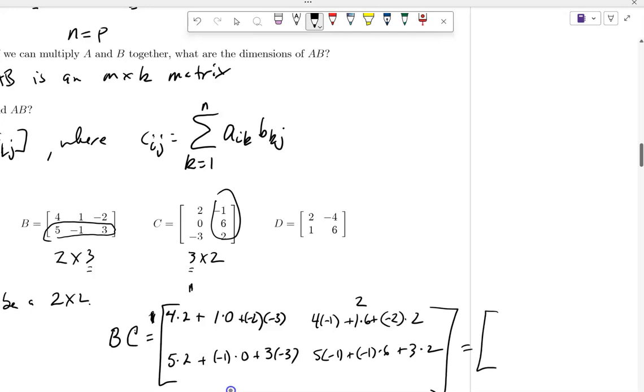8 plus 0 plus 6 is 14. -4 plus 6 is 2. Minus 4 is -2. 10 minus 9 is 1. -5, -11, -5 when I'm done. We okay with how this is defined? Okay. All right. Let's do the next one.